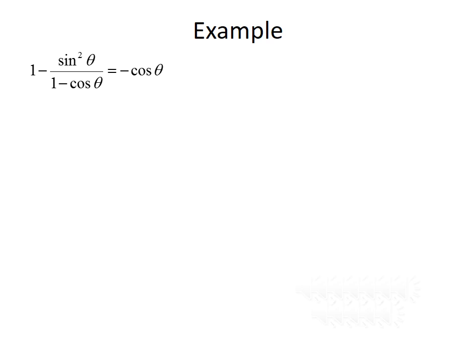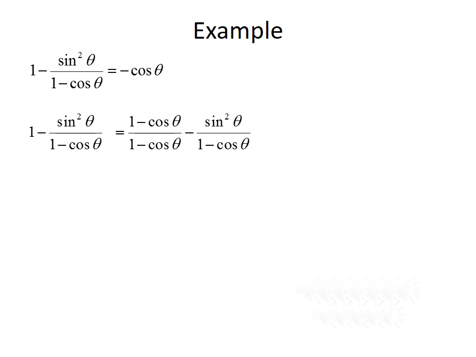Here's another example. This time we want to verify that 1 minus sine squared theta over 1 minus cosine theta is equal to negative cosine theta. Again, we start with the more complicated side, so we have 1 minus sine squared theta over 1 minus cosine theta. In order to combine these terms, we need a common denominator, so we'll rewrite 1 as 1 minus cosine theta over 1 minus cosine theta.